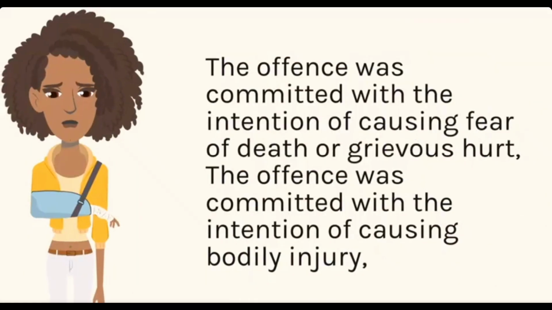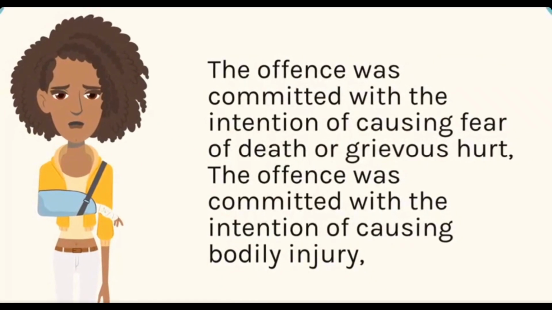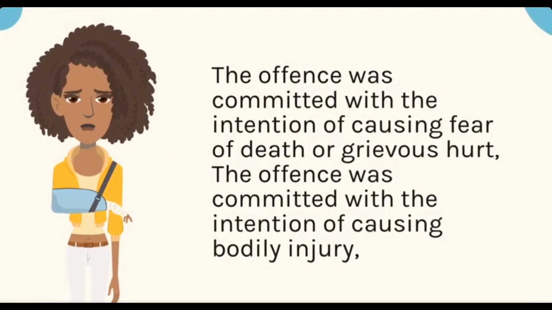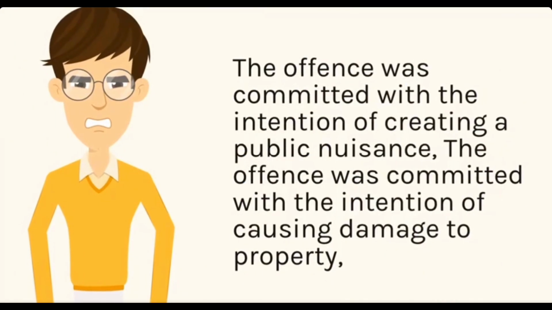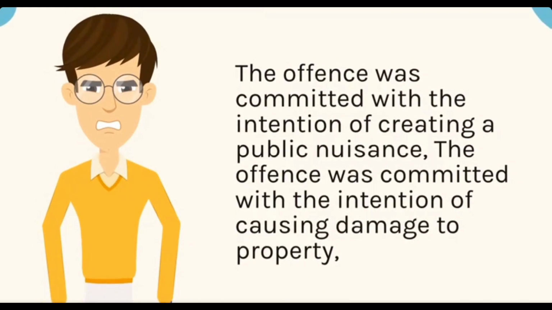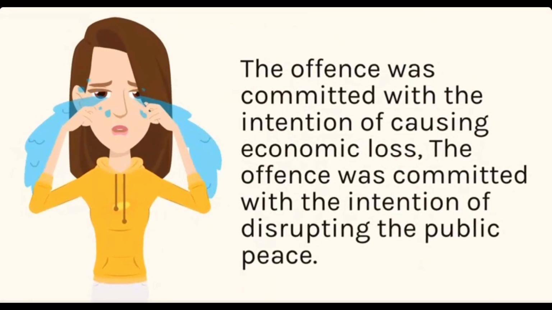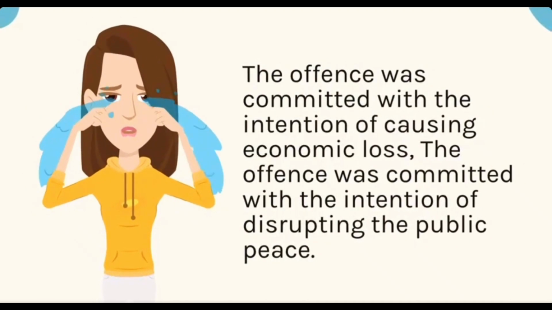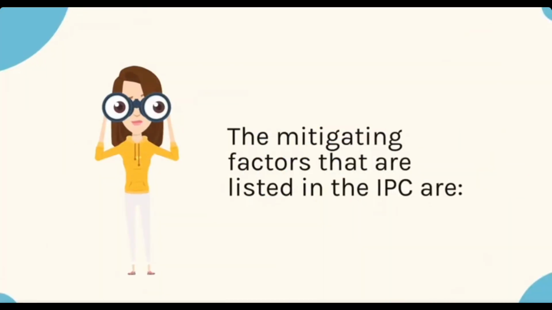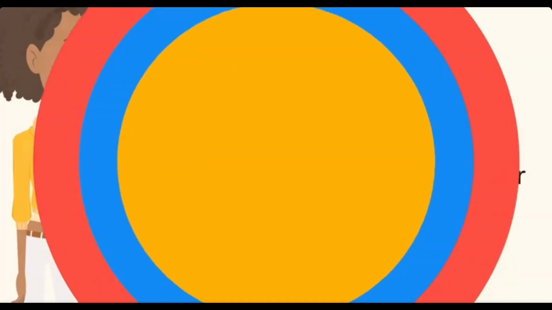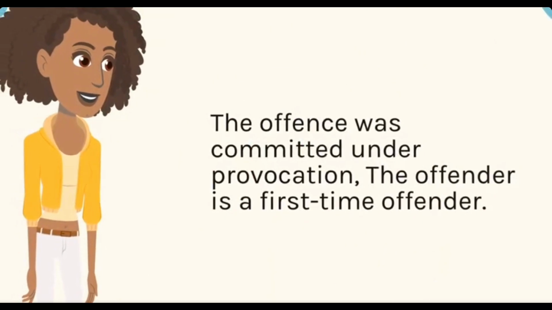the offence was committed with the intention of causing fear of death or grievous hurt, the offence was committed with the intention of causing bodily injury, the offence was committed with the intention of creating a public nuisance, the offence was committed with the intention of causing damage to property, the offence was committed with the intention of causing economic loss, the offence was committed with the intention of disrupting the public peace. The mitigating factors that are listed in the IPC are: the offence was committed under provocation, the offender is a first-time offender.